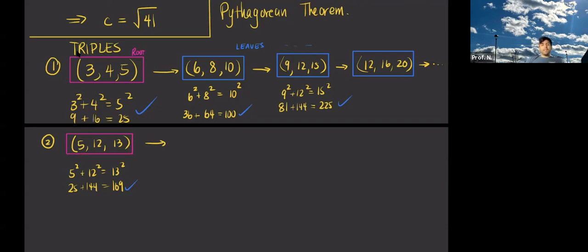5, 12, 13. It's not 5, 12, and 14. It's not 5, 12, and 15. It's not 5, 10, and 11. Those numbers don't work. But 5, 12, and 13, they work perfectly for the Pythagorean theorem. Then you can double that, and you get 10, 24, 26, and then you can go on and on and on.